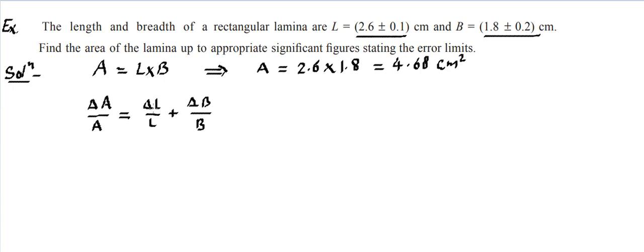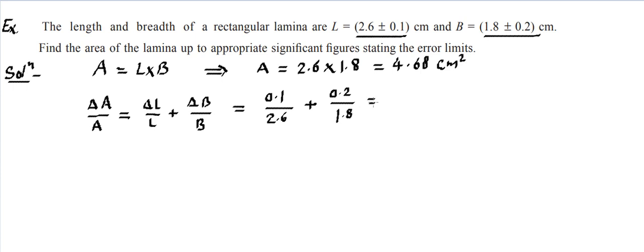Now what will the delta L value be? This value will be delta L, this value will be delta B. So we will be using delta L, L, delta B, B and A to find the error in area. So let's write delta A by A is 0.1 divided by L, L is given as 2.6, plus delta B value is 0.2 and B value is 1.8.